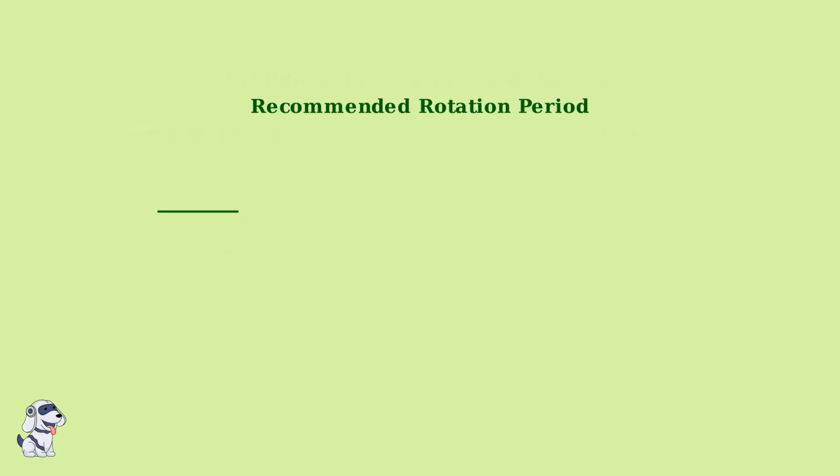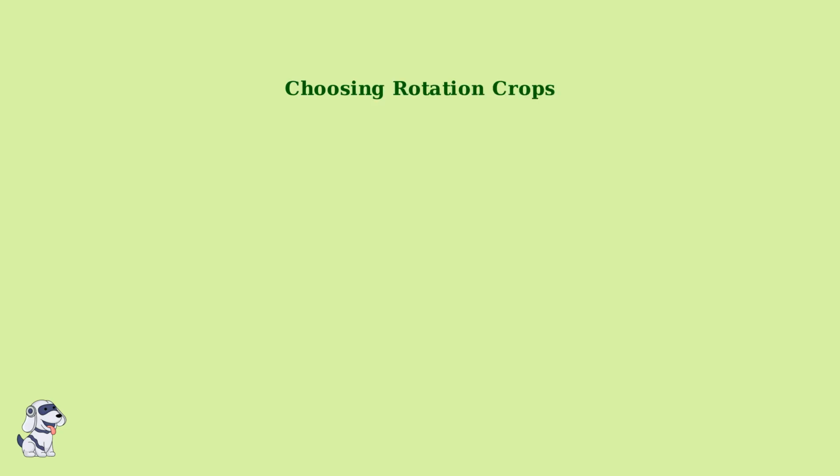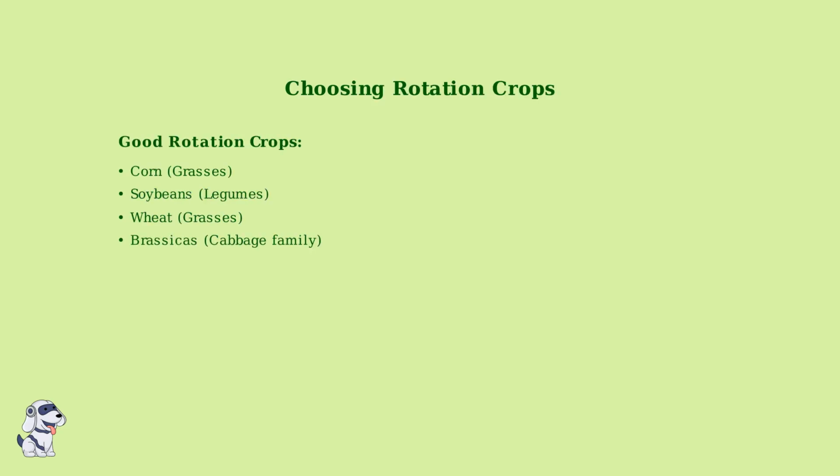For effective disease management, cucurbits should be rotated with non-cucurbit crops for at least 2 to 3 years. This minimum period allows pathogen populations to decline significantly before cucurbits are grown again. When selecting rotation crops, choose plants from different botanical families that are not susceptible to the same diseases as cucurbits. Grasses like corn and wheat, legumes like soybeans, and brassicas like cabbage make excellent rotation partners.